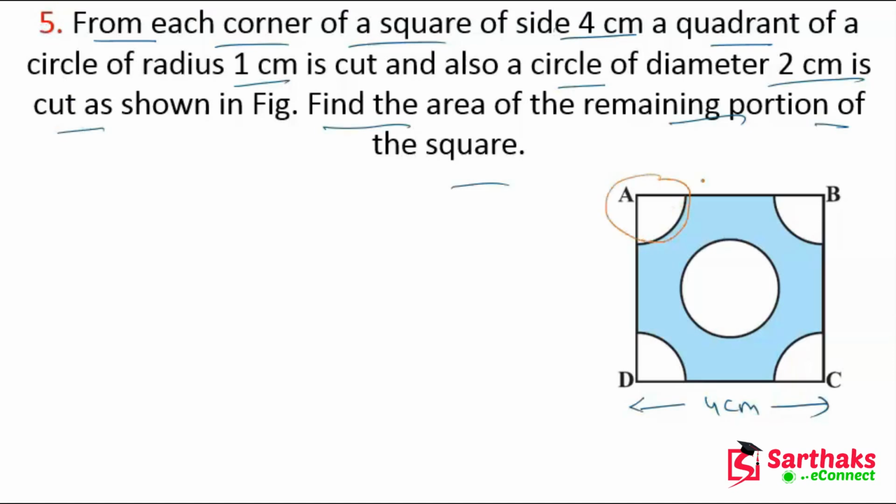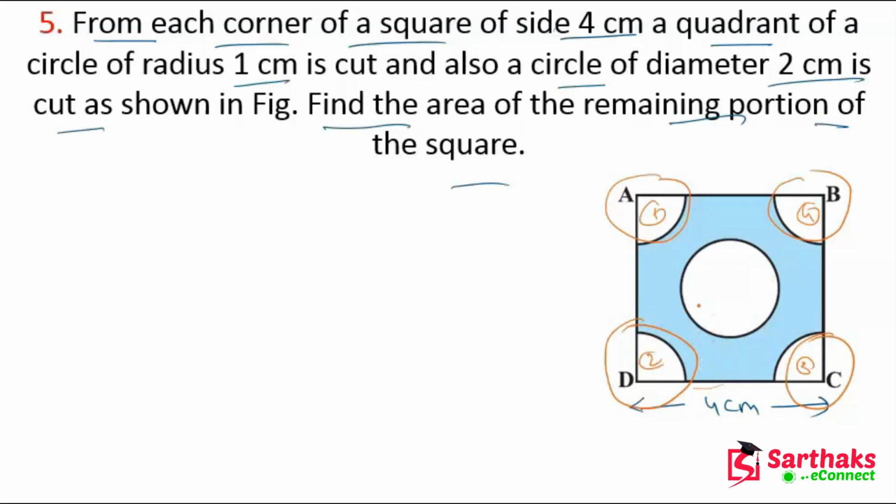And from each corner a quadrant of 1 centimeter radius is cut, and also there is a circle in the center of diameter 2 centimeter. Now we have to find the remaining part. So how can we find it? First of all we have to find the area of the square, and from this we have to subtract the area of 4 quadrants, and we have to subtract the area of this circle.